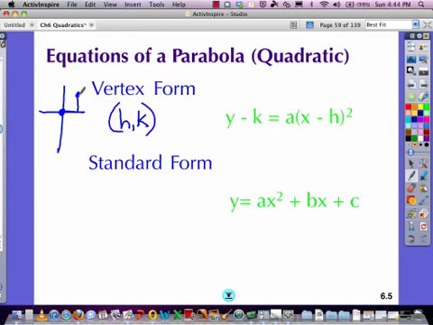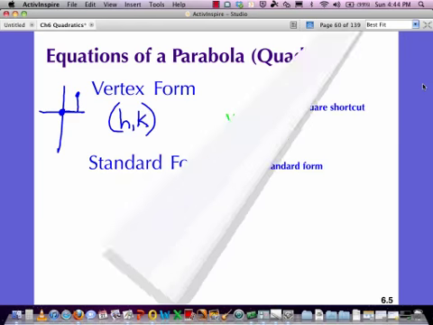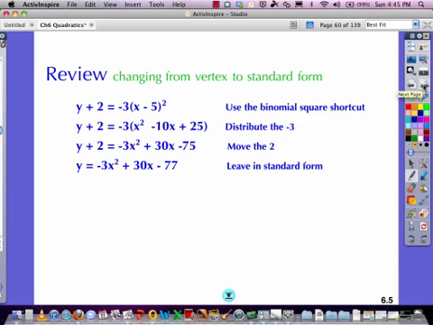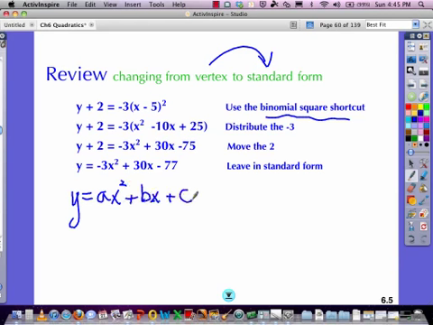So our goal today is going to be going from standard to vertex. Now we just did that. We did one like that. Remember, going from vertex to standard, you have to do that, completing the binomial square, distribute, move any terms over you need to, complete with adding and subtracting, so that when you finish, your equation is in the form y equals ax squared plus bx, your middle term, plus c.